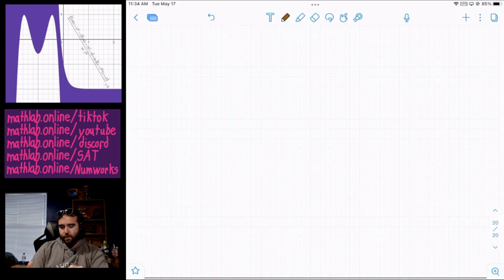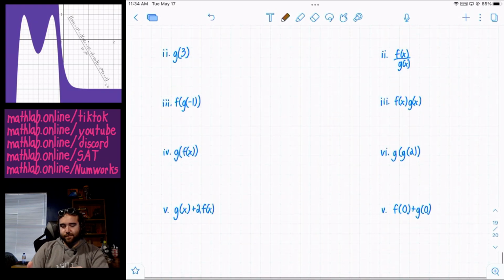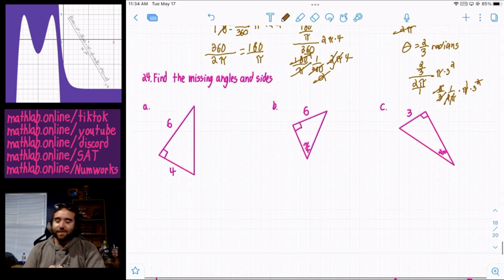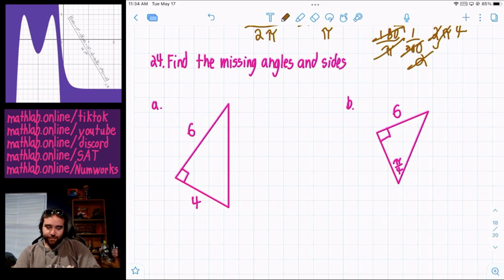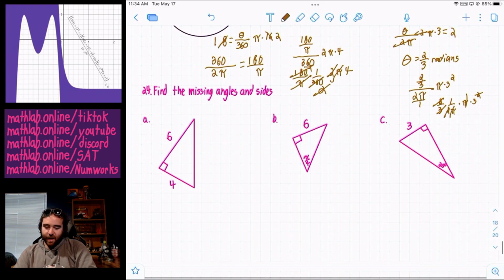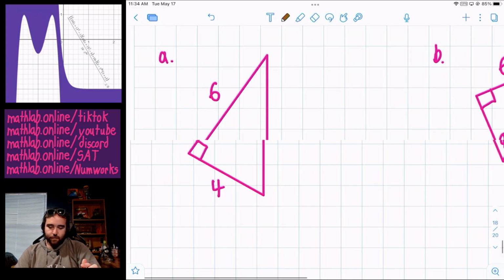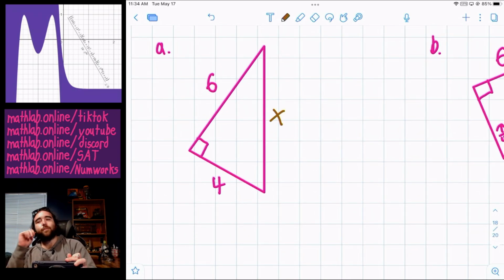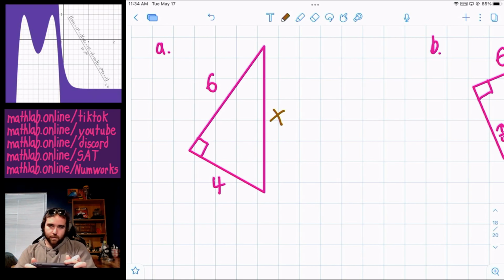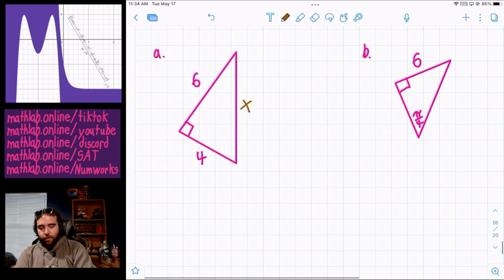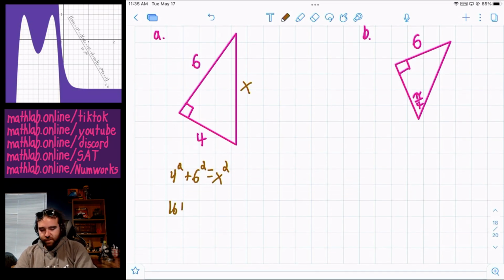All right, we're getting there. We're not even on the right document though, because there's 2 more after this. But let's get this done. So we want to find the angles. Well, first off, let's find this. Is this a triple? No, this is not a triple. So we're going to use Pythagorean theorem. 4 squared plus 6 squared equals x squared. So 16 plus 36 equals x squared. 52 equals x squared. So x is root 52.